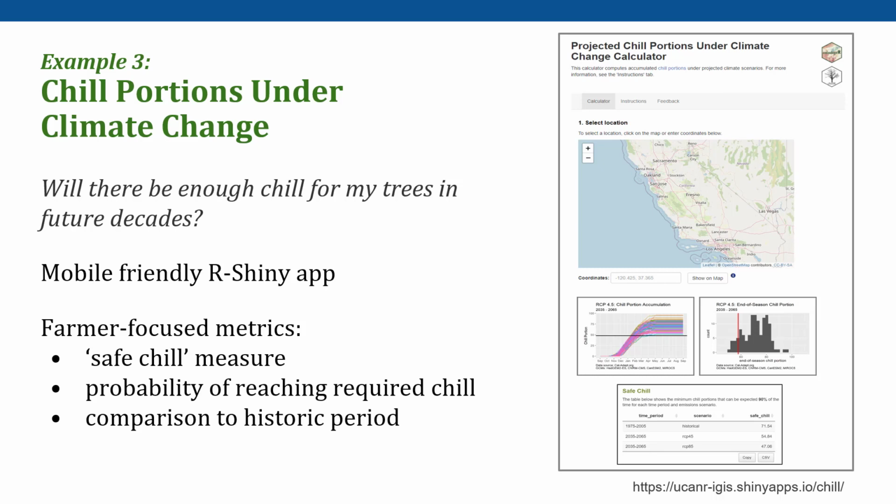Because there's multiple climate futures, these are all modeled, so we express them as probabilities. But this will tell you, for example, how many years out of 10 would you expect to have enough winter chill for your trees to bloom for a specific cultivar and a specific location. It can also tell you what would be the safe level of chill that you could expect to get 9 years out of 10 that would help you decide whether your business model might still be viable based on the cultivar that you select.